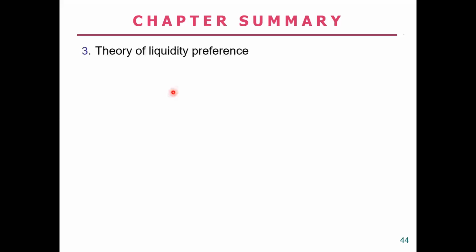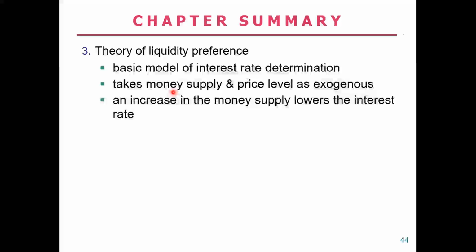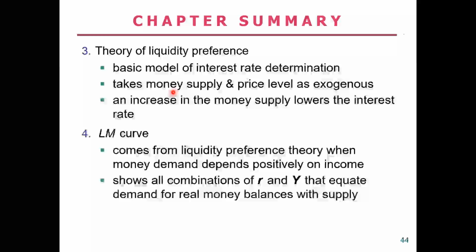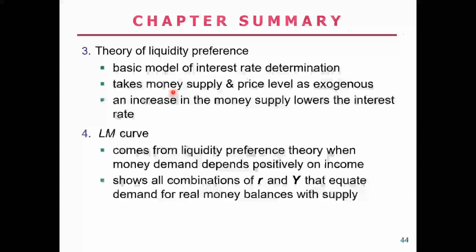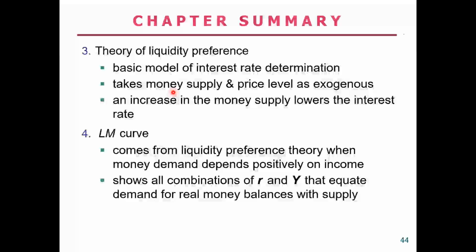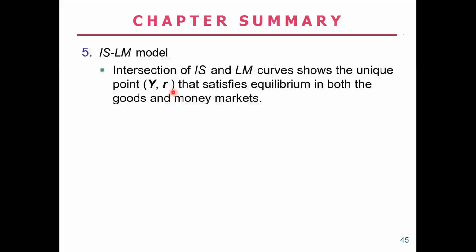The theory of liquidity preference is the basic model of interest rate determination, and it takes money supply and price level as exogenous. An increase in the money supply lowers the interest rate. The LM curve comes from the liquidity preference theory when money demand depends positively on income, and it shows all combinations of R and Y that equate demand for real money balances with supply. In the IS-LM model, the intersection of the IS and LM curves shows the unique point of output and interest rate that satisfies equilibrium in both the goods and money markets.